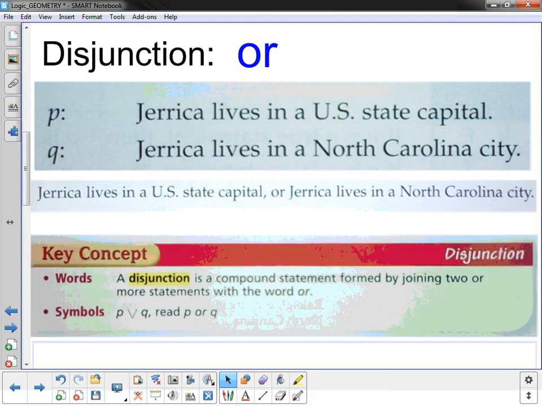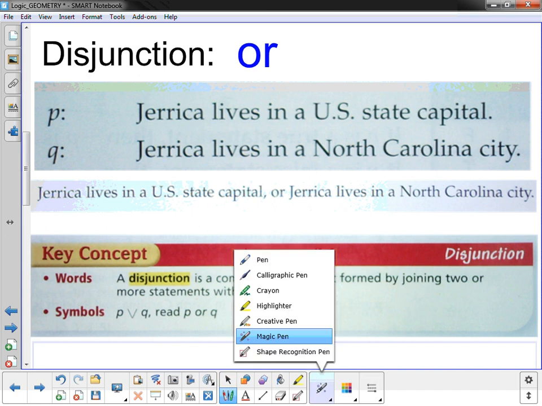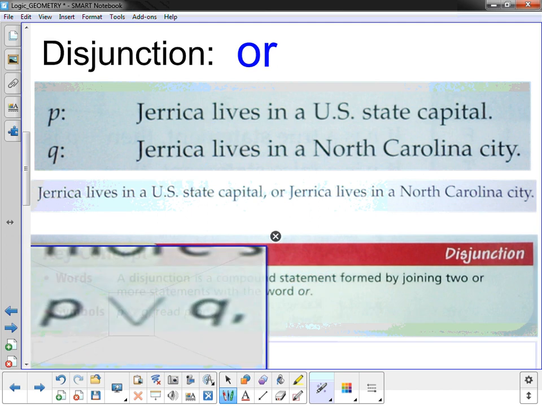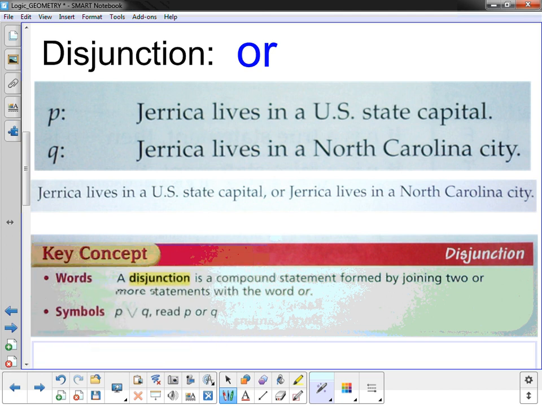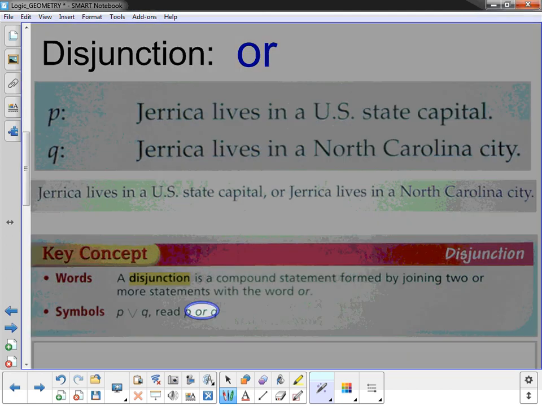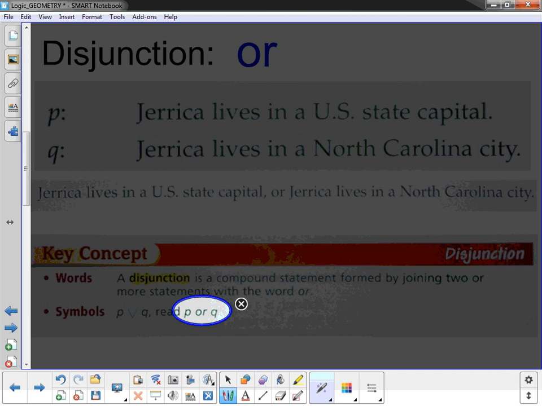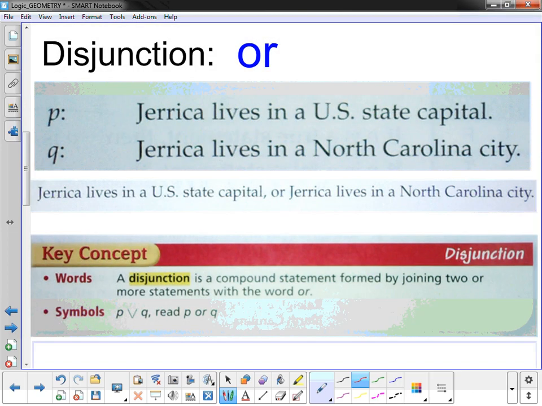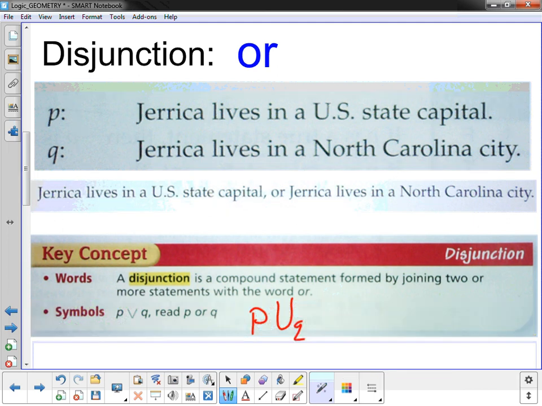There we go. A disjunction is a compound statement formed by joining two or more statements with the word "or." Now notice that symbol, P looks like a giant V Q. That is read "P or Q." Like the conjunction, we could also use the other symbol, which is like a capital U type shape, saying that we have the union of two things.